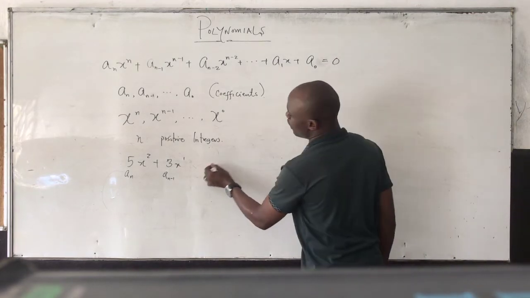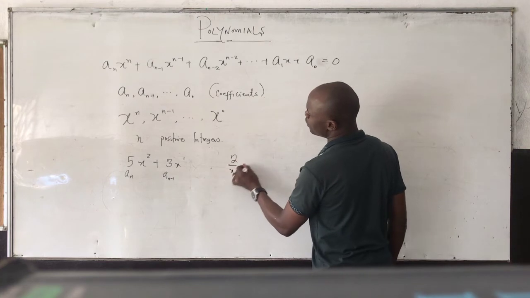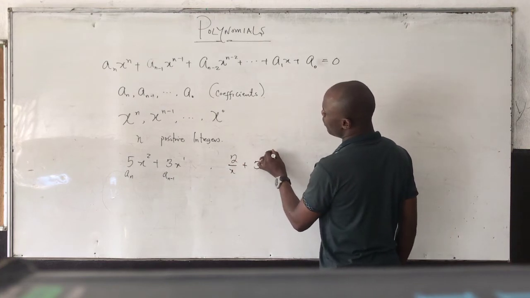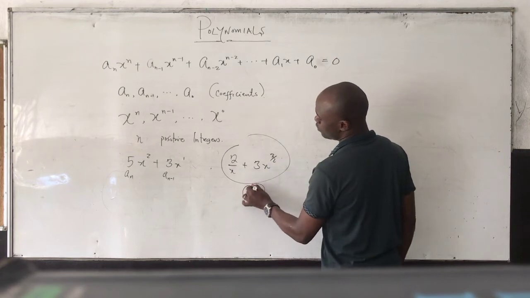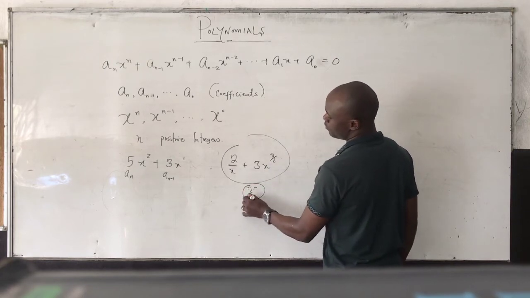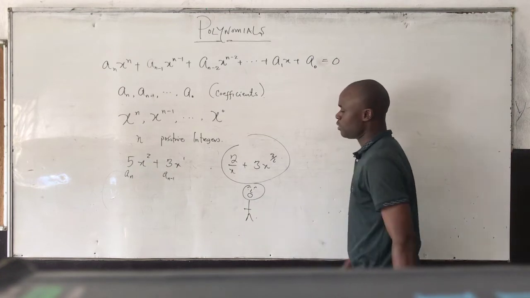But you have something like 2 over x plus 3x raised to the power of 3 over 2. This is not a polynomial. This is not a polynomial.